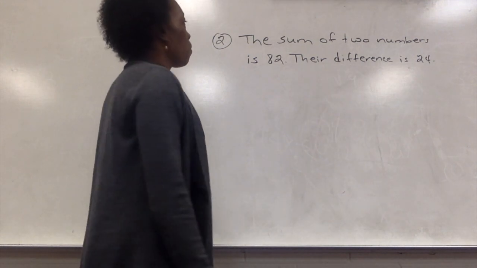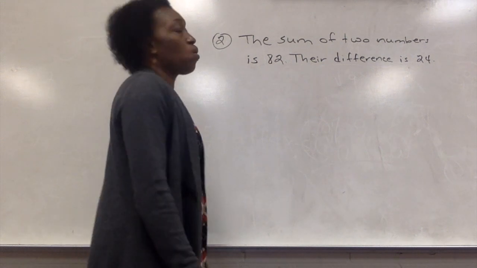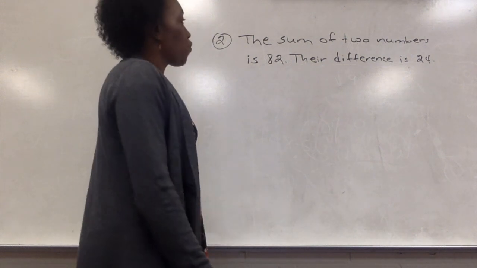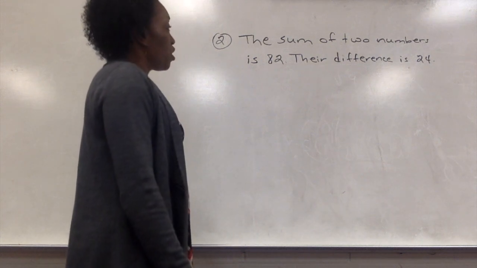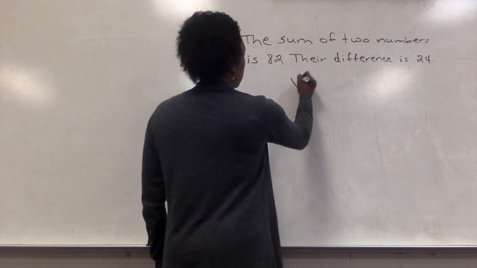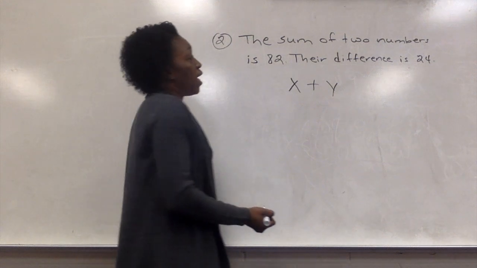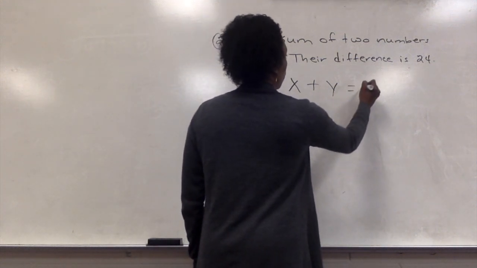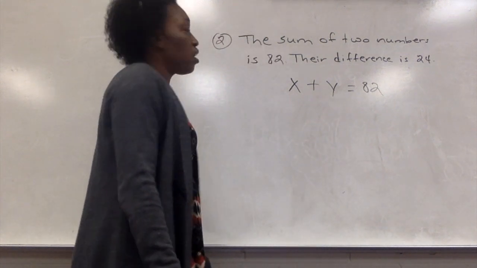The sum of two numbers is 82. Their difference is 24. What are your two numbers? So the first thing we're going to do is set up two equations. The first sentence, the sum of two numbers is 82. We're going to let x plus y represent our two numbers, and we're going to set them equal to 82. Remember, we're doing addition because it says the sum.